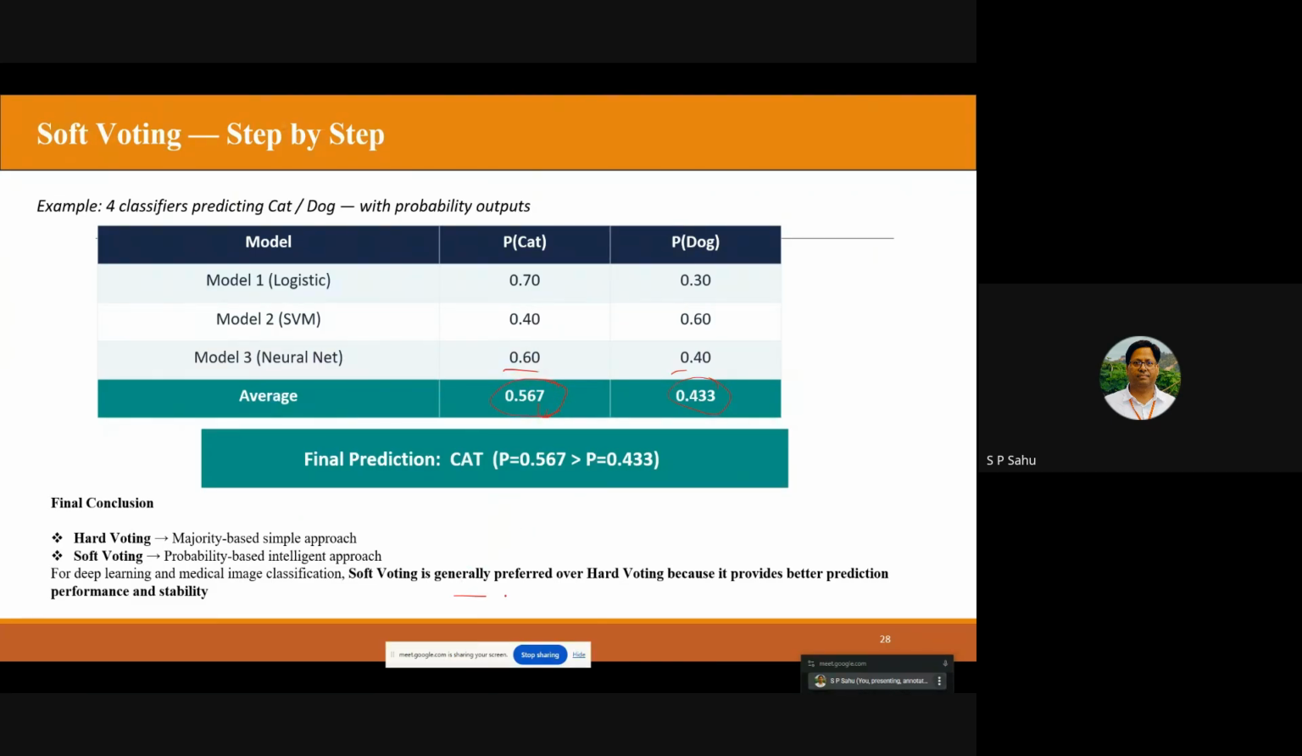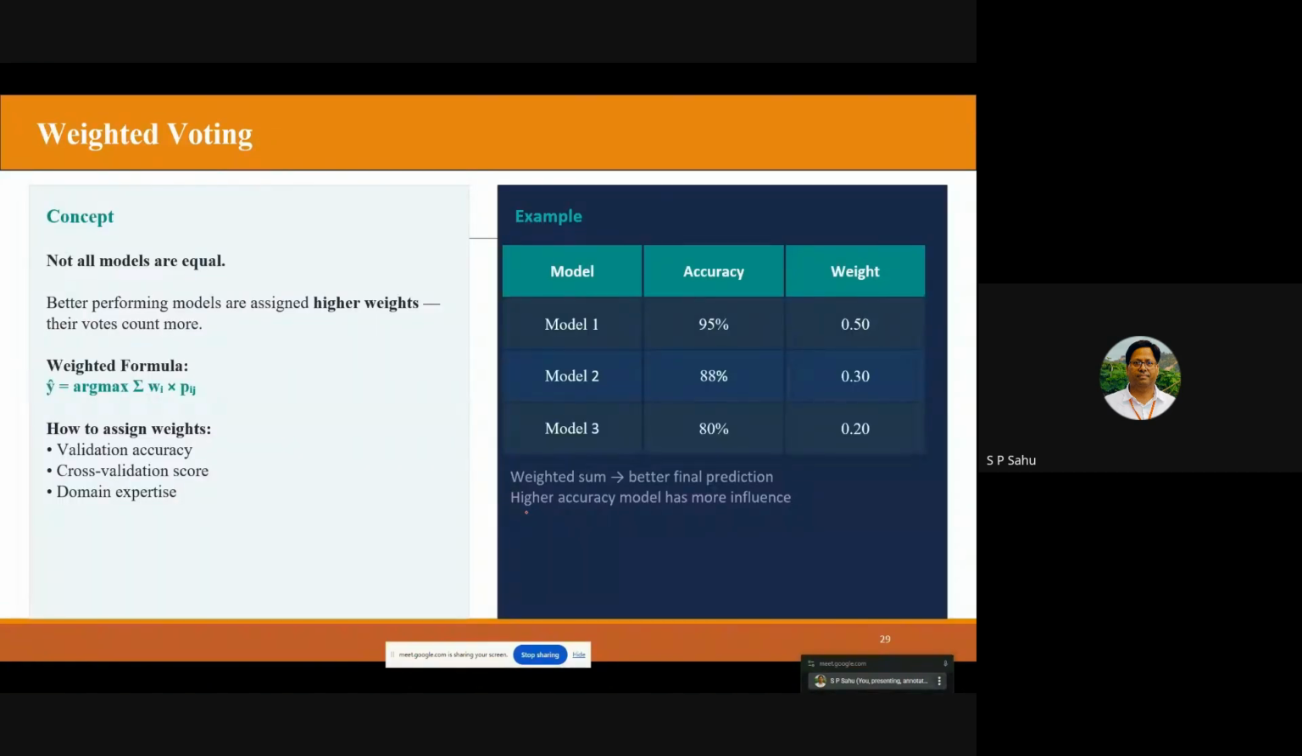Soft voting is generally preferred over hard voting because it provides better prediction and performance stability. So better performing models come next, which is weighted voting. So what is weighted voting? It is the method by which the expert model, or the stronger model that is very suited for that particular data, is given a higher weightage.